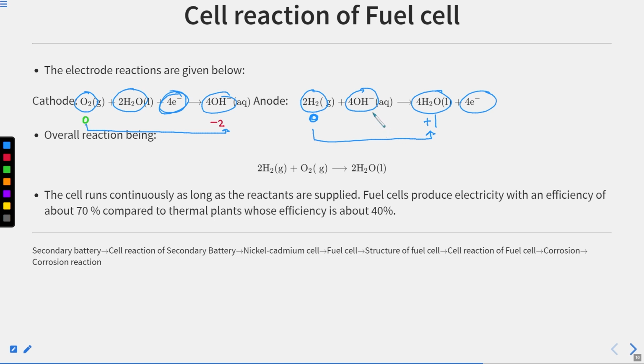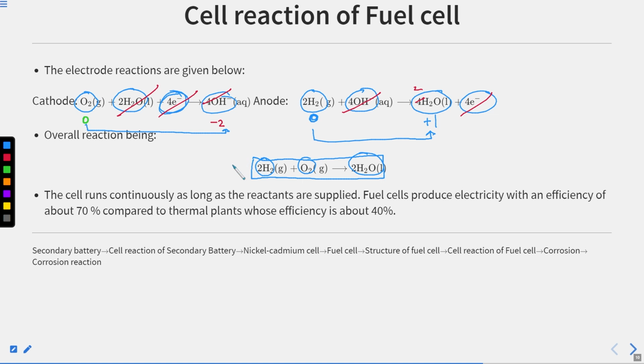Now one more thing here. If you see, 4 electrons are involved here and 4 electrons are involved here also. So you can simply add them, right? So this will cancel with this, and we will get the final reaction as 2H2 plus O2 gives 2H2O. What else will get cancelled? This 4OH minus will get cancelled with this, and this 2H2O will cancel with this 4 and give us 2H2O, right? So the overall reaction will be the reaction of hydrogen with oxygen giving us water.